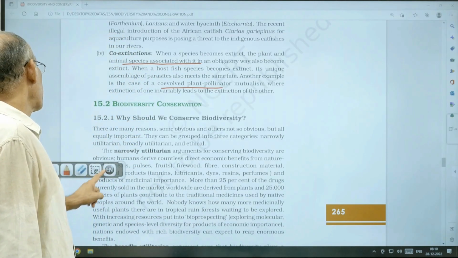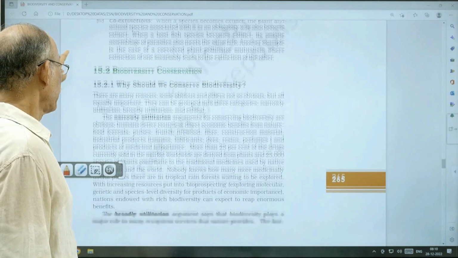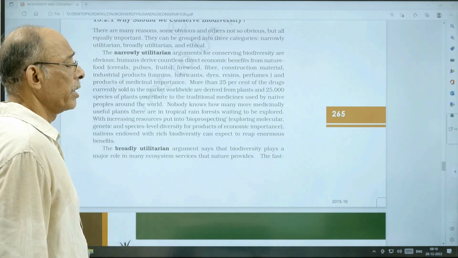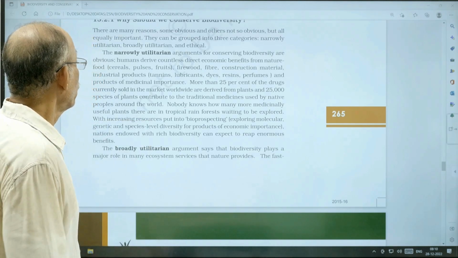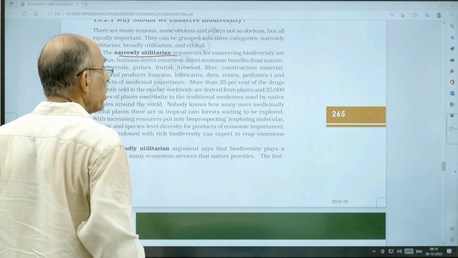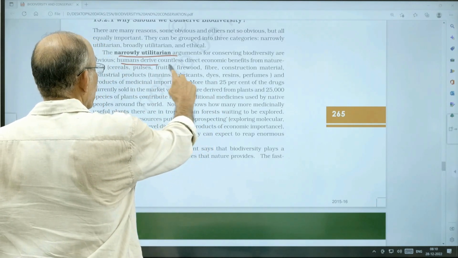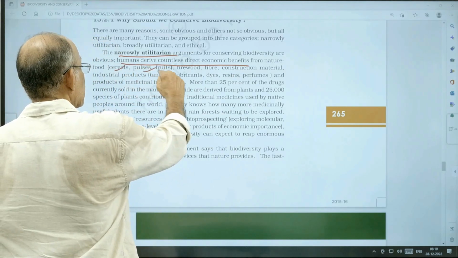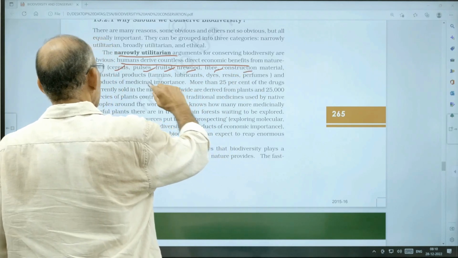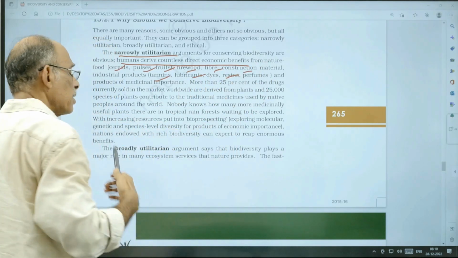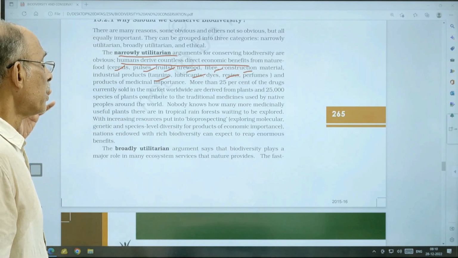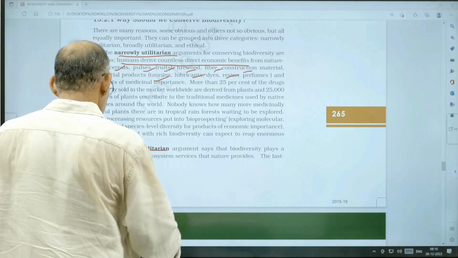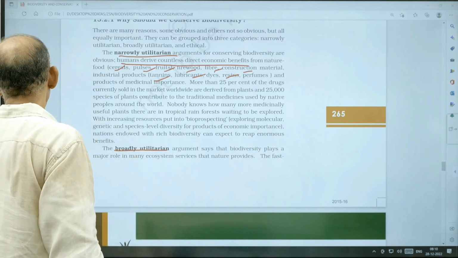Why should we conserve biodiversity? There are four reasons. One is narrowly utilitarian. We derive a lot of direct economic benefits from nature, that is cereals, pulses, fruits, firewood, construction material, tannin, lubricants, dyes, perfume, etc. Several such things we are getting from the forest area. So that is narrowly utilitarian. And another is broadly utilitarian.